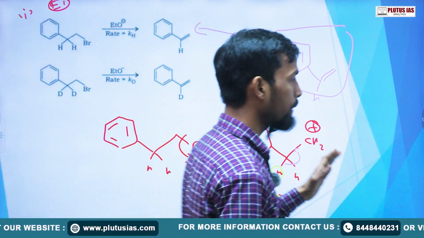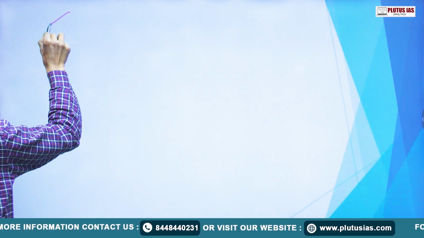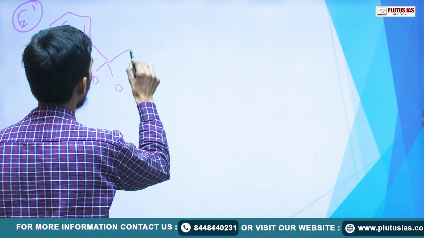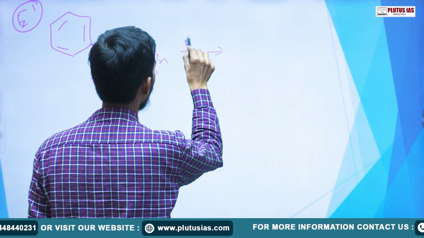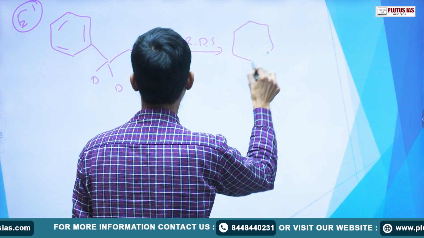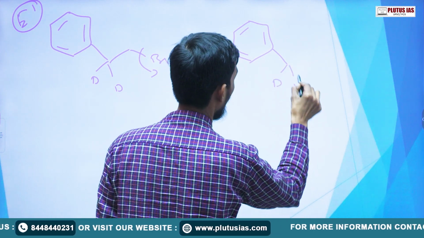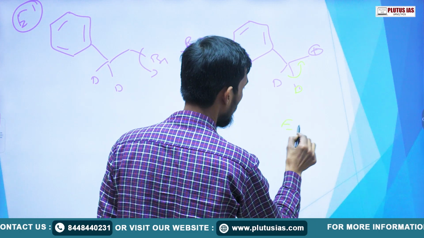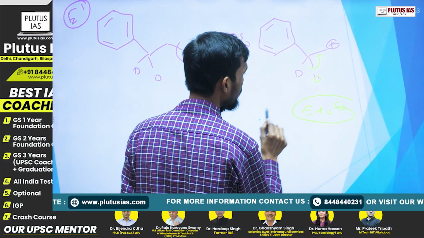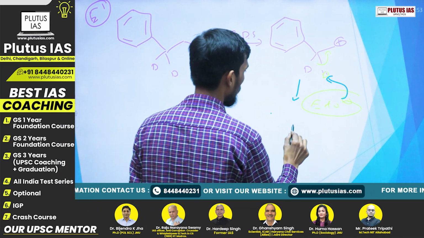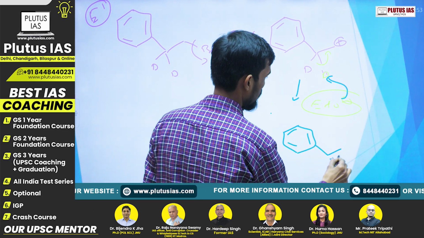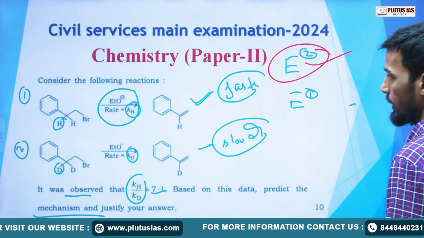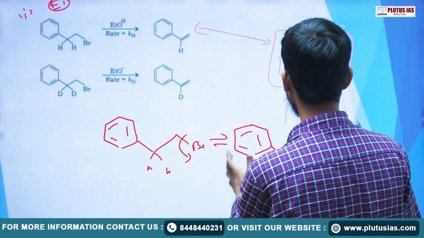In the same way, the same pathway will be followed by the other substrate, which has deuterium. If it follows the E1 pathway, Br leaves again. This is our rate determining slow step, the removal of bromine and formation of a carbocation at this place. Then this deuterium is abstracted by ethoxide, and we get a product, CH3 CD double bond. We get the same product here, so by E1 also we are getting the same product.